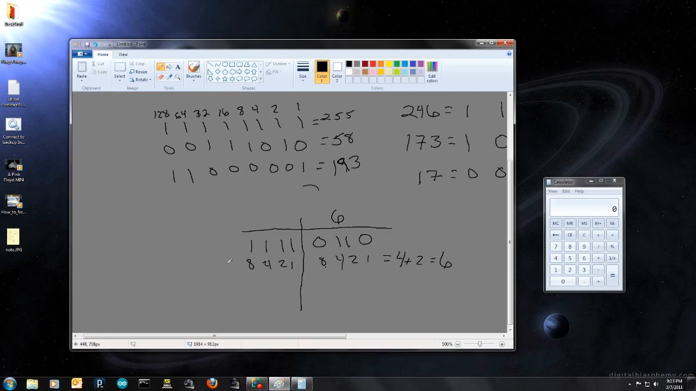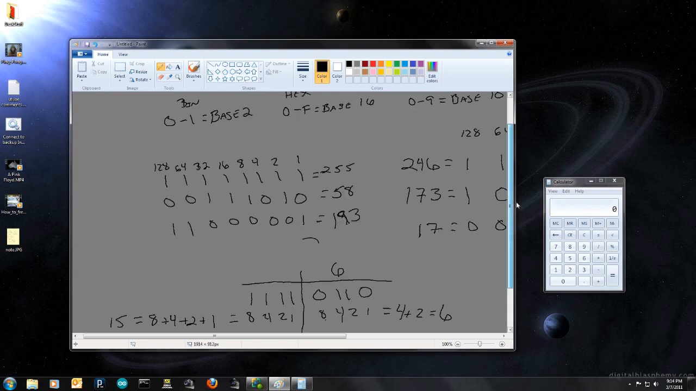Now, over on this side, we have 8 is a 1, so we want that. 8 plus 4 is a 1, we want that. 4 plus 2 is a 1, so we want that. And then 1 is a 1, so we want that. So this side of 246 is 8 plus 4 plus 2 plus 1, which we know is 15.